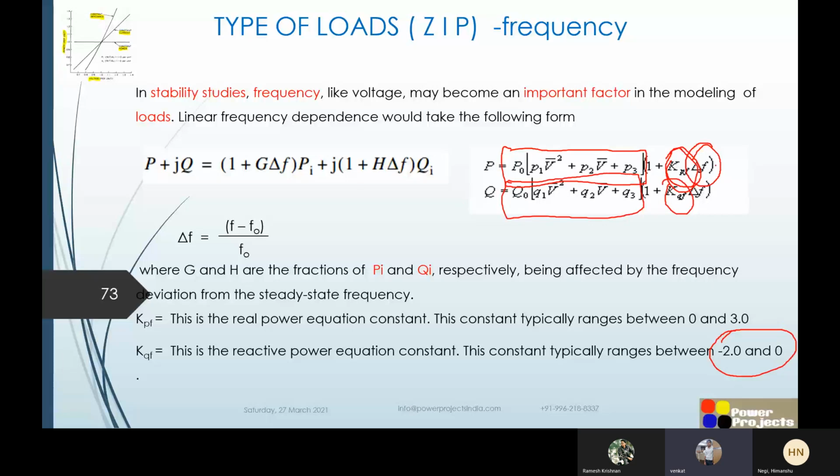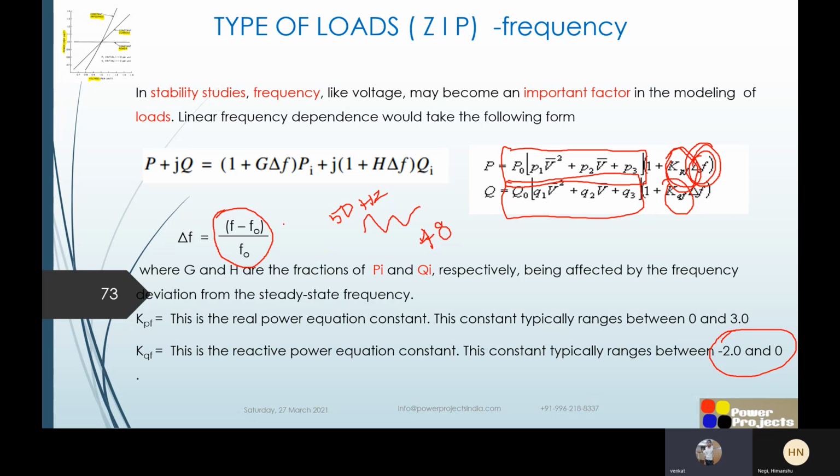Then how can we calculate the change in frequency, del f? For that, we can use this formula. At the instant, the frequency will be 50 hertz. When a fault or any disturbance happens in the system, like load addition or load rejection, the frequency will oscillate. Say it has settled at 48 hertz.